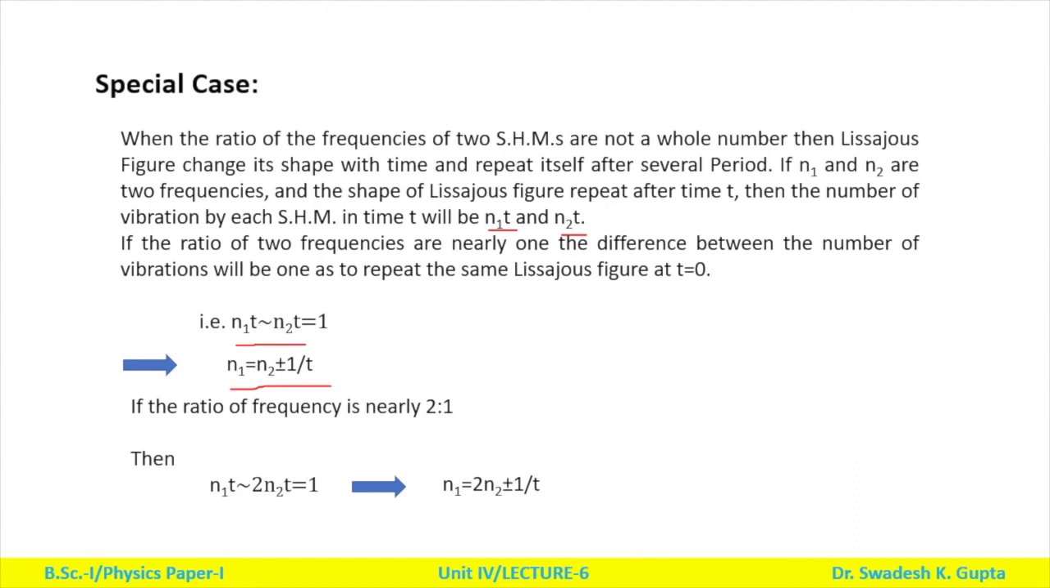If the ratio of the frequency is close to 2 to 1, then in that case we have to write n1t minus 2n2t is equal to 1, and then n1 will be 2n2 plus minus 1 by t.